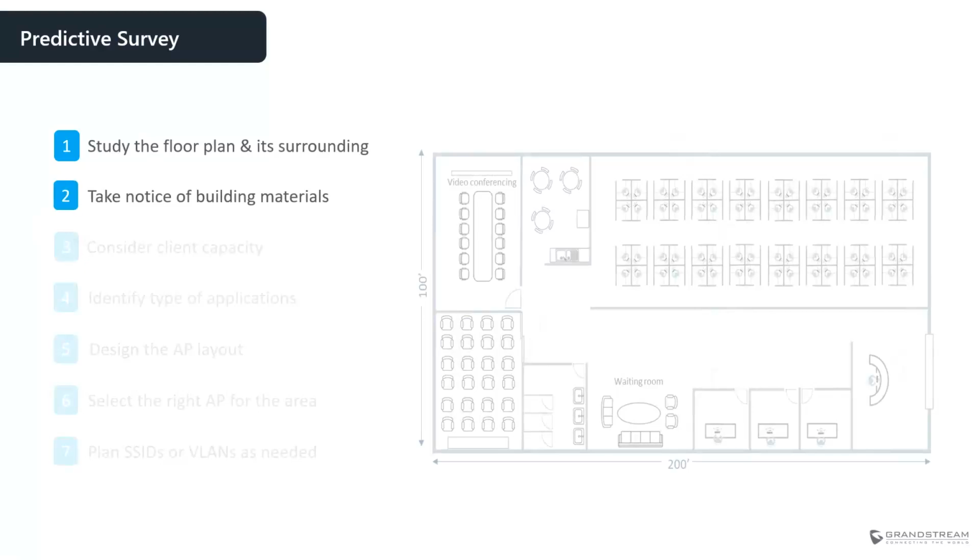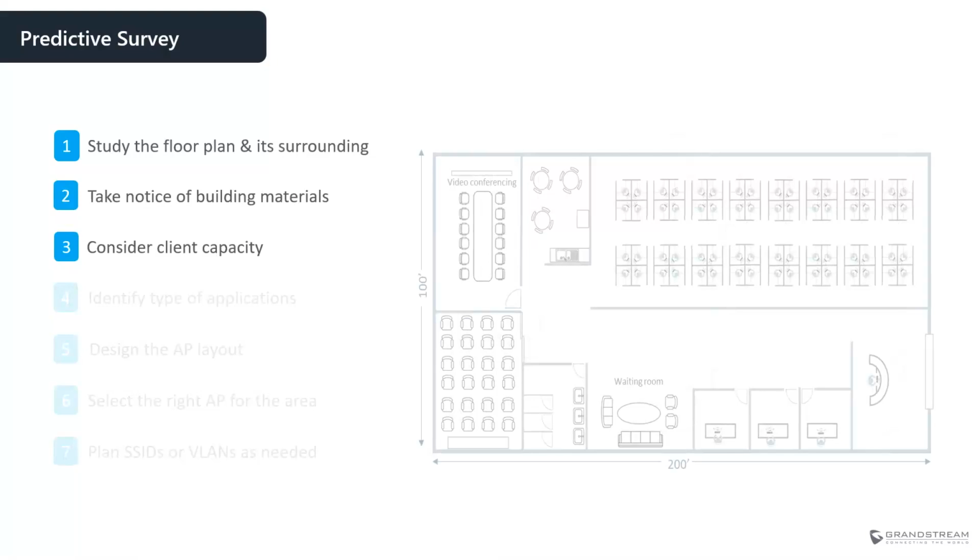Taking notice of the building materials used in the facility will help you predict the signal behavior and visualize potential limitations for AP mounting, for example. And the different obstacles located between the access point and the wireless clients may reduce the signal strength, because these materials absorb a part of the signal as it passes through them. And this happens at various rates based on the type of material. And we're going to talk more about this in a moment.